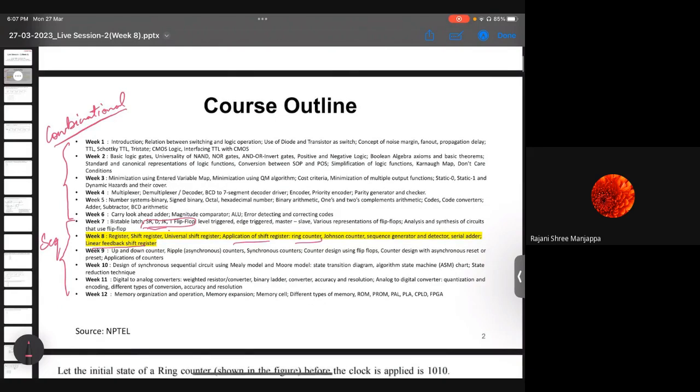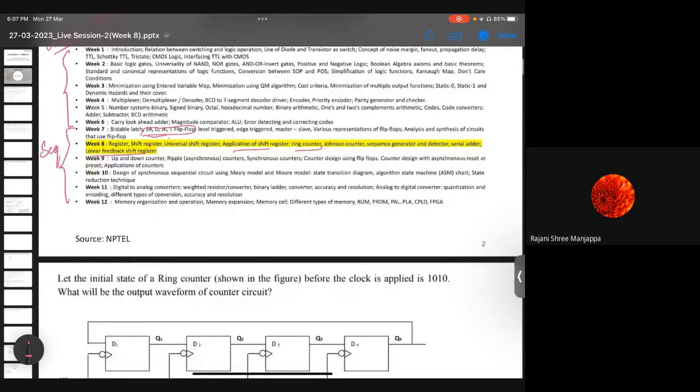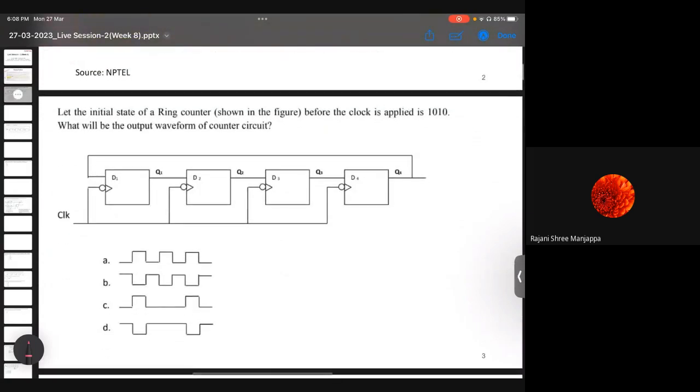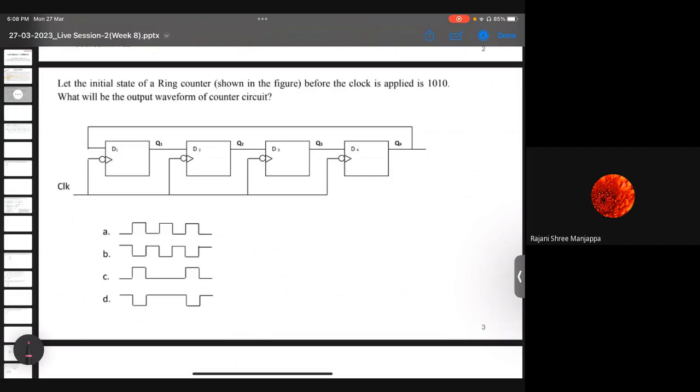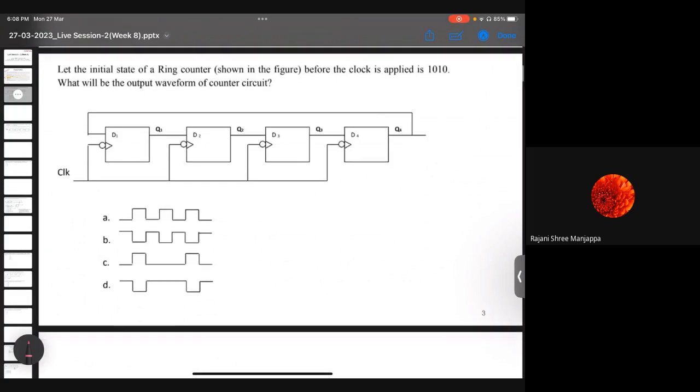So let's start with problem number 1. I'll take a few of this year's assignment problems, a few of last year's assignment problems, and a few basic book problems, I guess from Morris Mano. So let's start with question number 1.